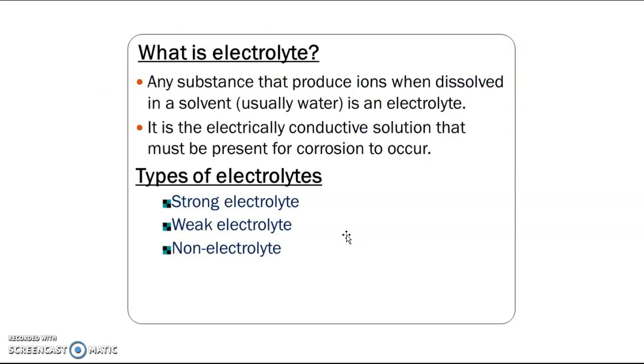What is an electrolyte? Well, any substance that produces ions when dissolved in a solvent, that usually is water because it's a universal solvent, is an electrolyte. And it is the electrically conductive solution that must be present for corrosion to occur. The types of electrolytes can be strong, weak, or non-electrolyte. How can we determine this?